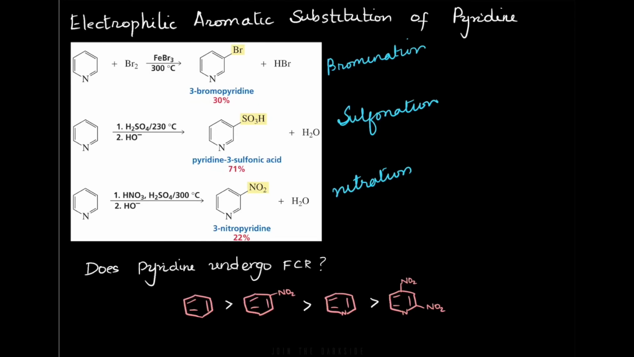Now, what about the Friedel-Crafts reaction? Does pyridine undergo the Friedel-Crafts reaction? The answer is no, because when we look into the reactivity of benzene and substituted benzene, we know that when you have a nitro group present on a benzene, which is a meta director, the Friedel-Crafts reaction doesn't even occur at all. So pyridine, which is less reactive than nitrobenzene, is not going to undergo the Friedel-Crafts reaction. So the answer is no.